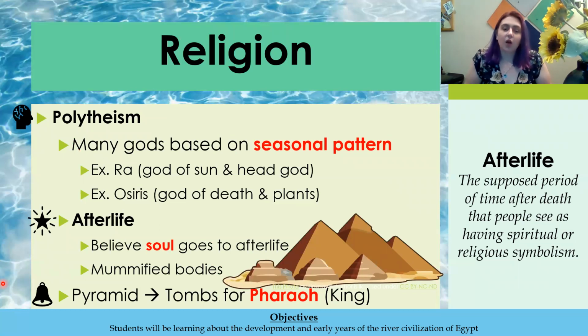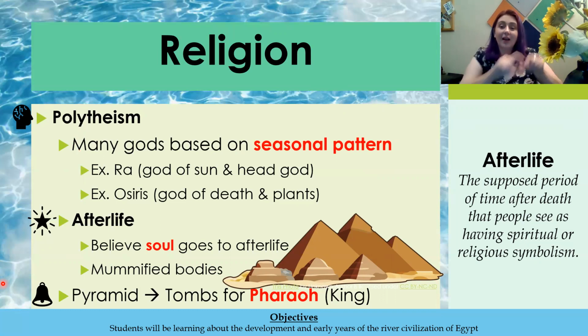For example, Ra, the god of the sun and the head god, had a recurring life. Each morning he would start at the edge of the world and drive across it to the other edge, and he would be born every morning and die every night, over and over, the seasonal pattern. As well as Osiris, I'm saying that wrong, I apologize, the god of death and plants. He was kind of the opposite: every night he would be born and every morning he would die.